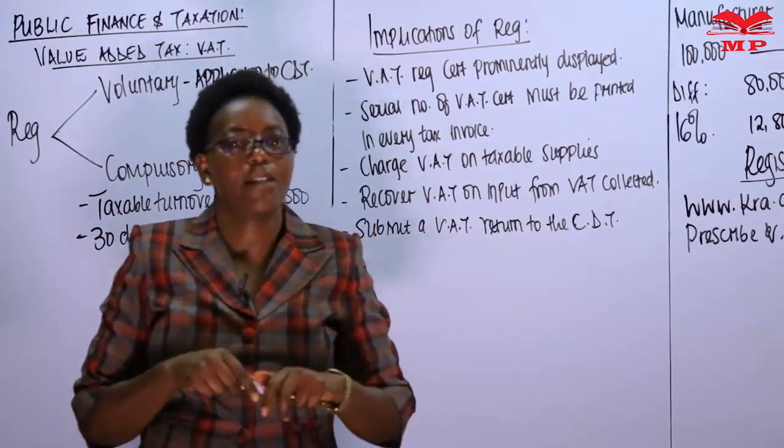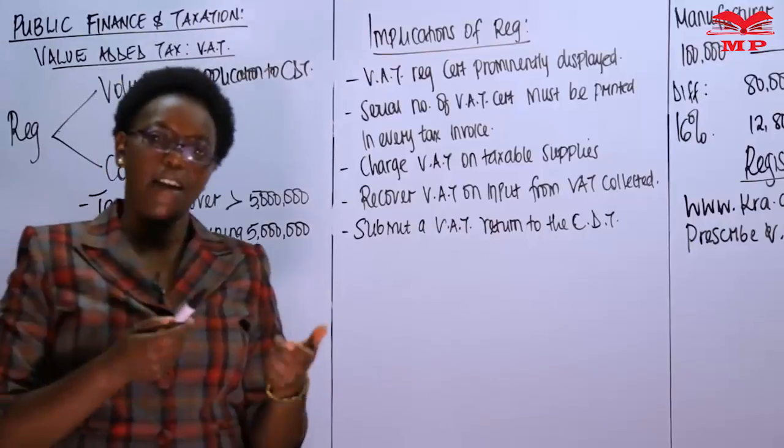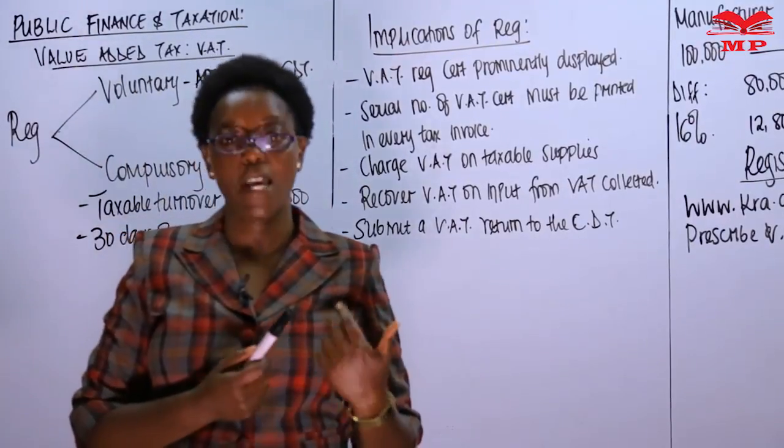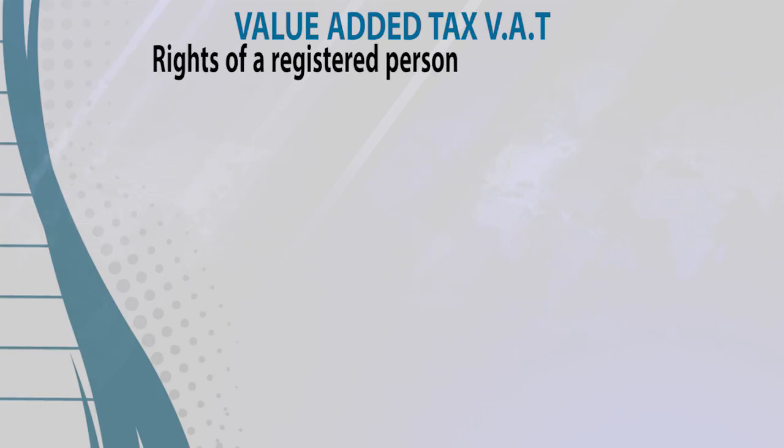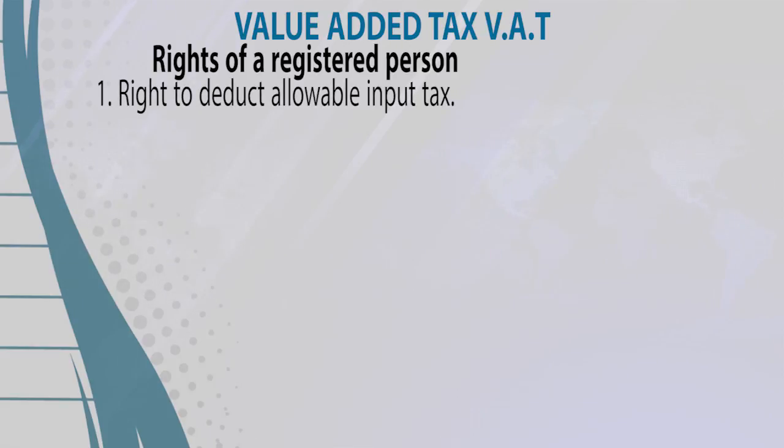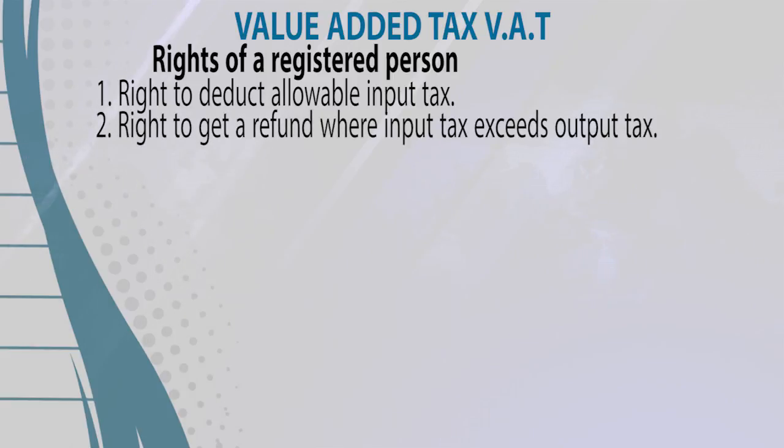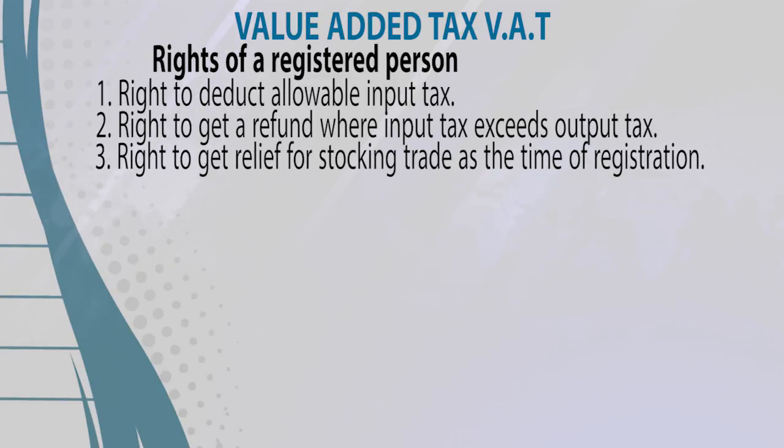So once you get the registration and KRA legally appoints you as one of their agents, the rights that you have is, we are reading from the Act. So under the VAT Act, a registered taxpayer has the right to deduct allowable input tax, get a refund where input tax exceeds output tax. We will see that later, what it means to have input tax, what it means to have output tax. Get relief for stock in trade at the time of registration.